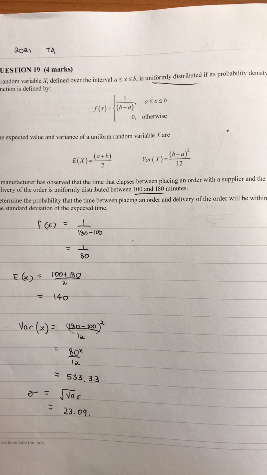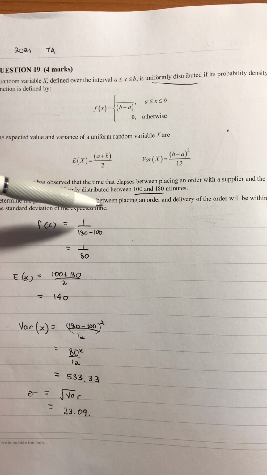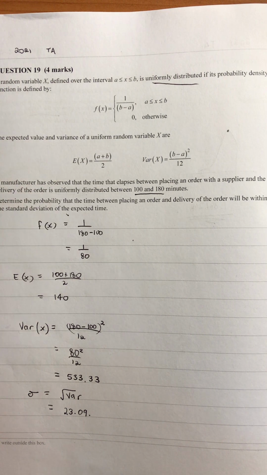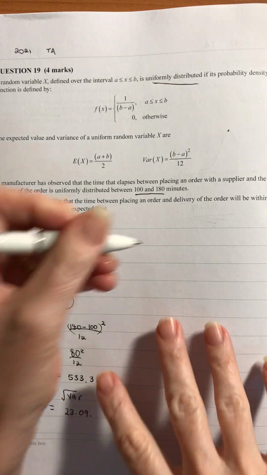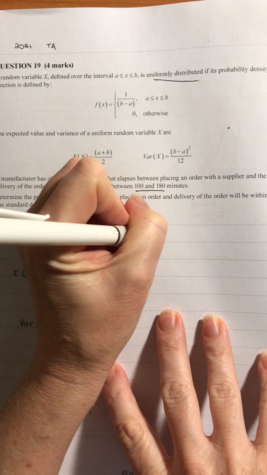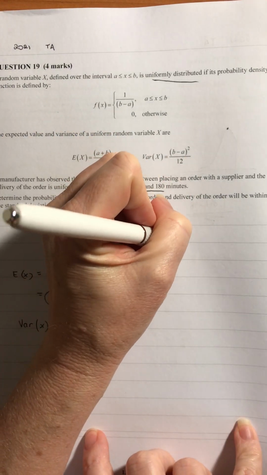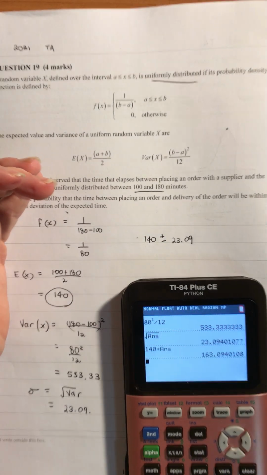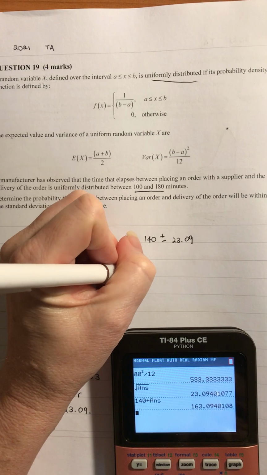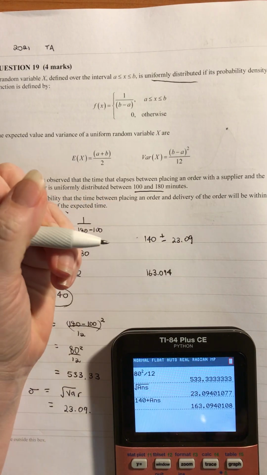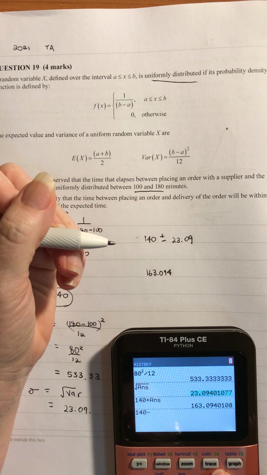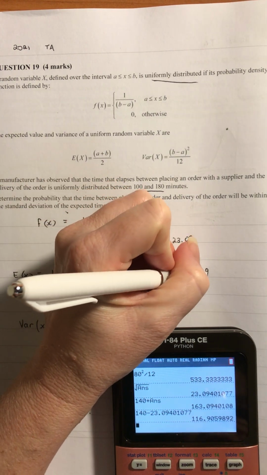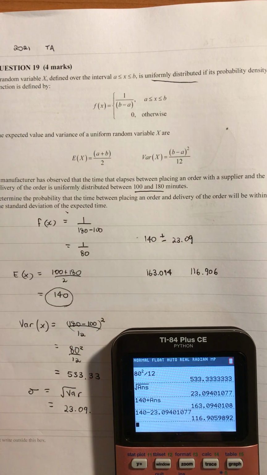Then we want to determine the probability that the time between placing an order and delivery of the order will be within one standard deviation of the expected time. So our expected time is the 140. So we're looking at 140 plus or minus that 23.09. So if we do 140 plus that answer, we get 163.094. And if we do 140 minus that answer, we get 116.906. And so we're looking for that probability.